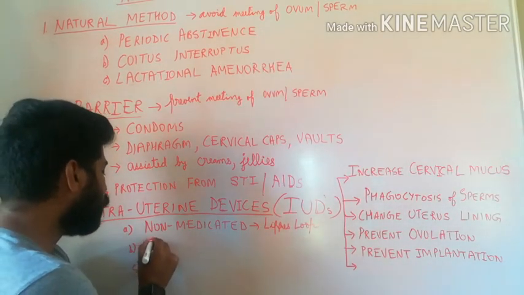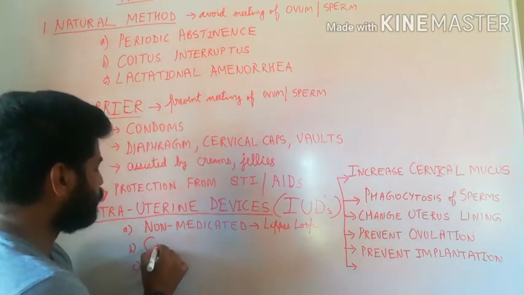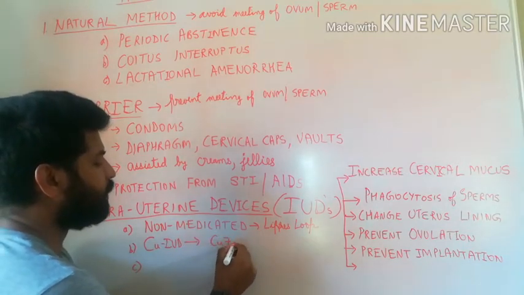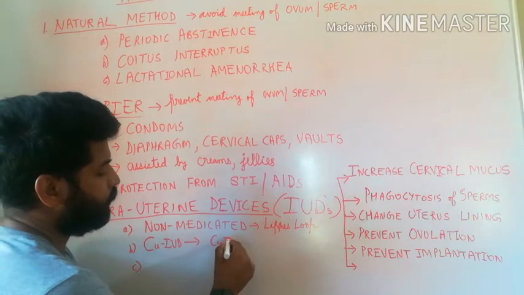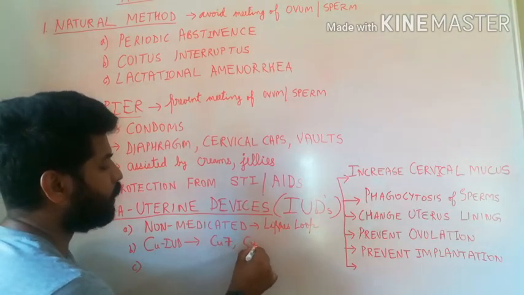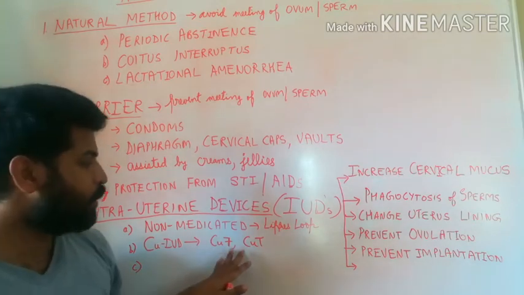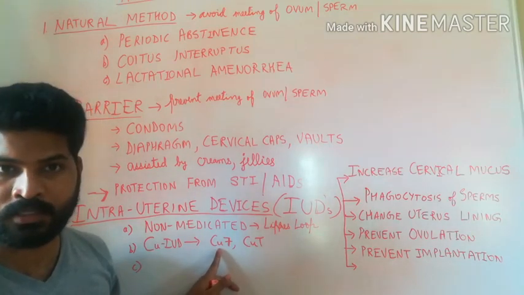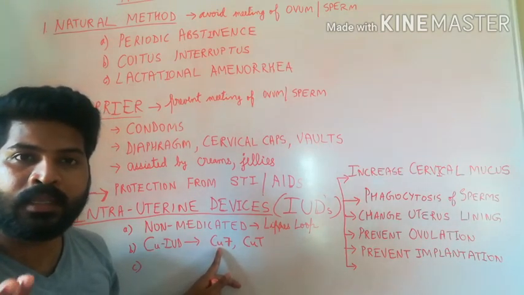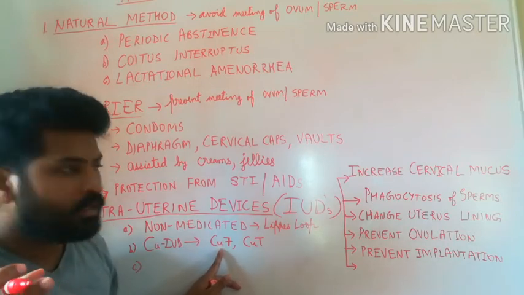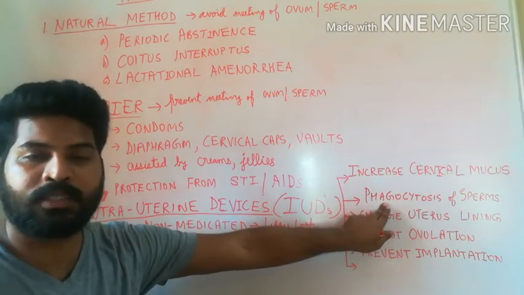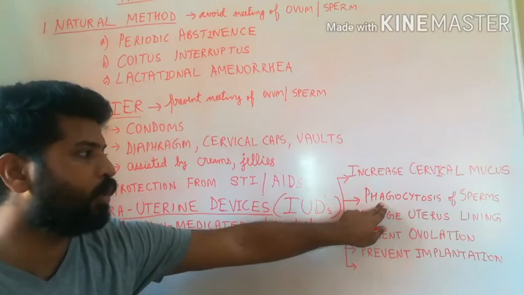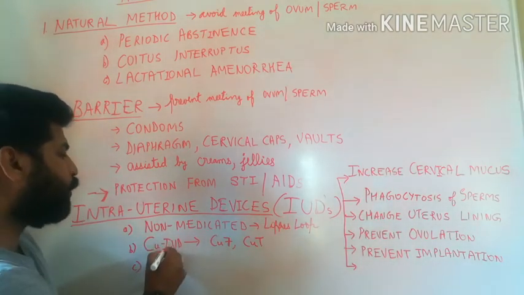Then we have the copper IUD. For example, Copper 7, Multiload 375, Copper T, etc. So these are devices inserted within the uterus. They will release copper ions. The copper ions will increase the local temperature, thus resulting in phagocytosis of sperms. They will inhibit the sperm motility and they will kill the sperms also. That's how copper IUDs will act.